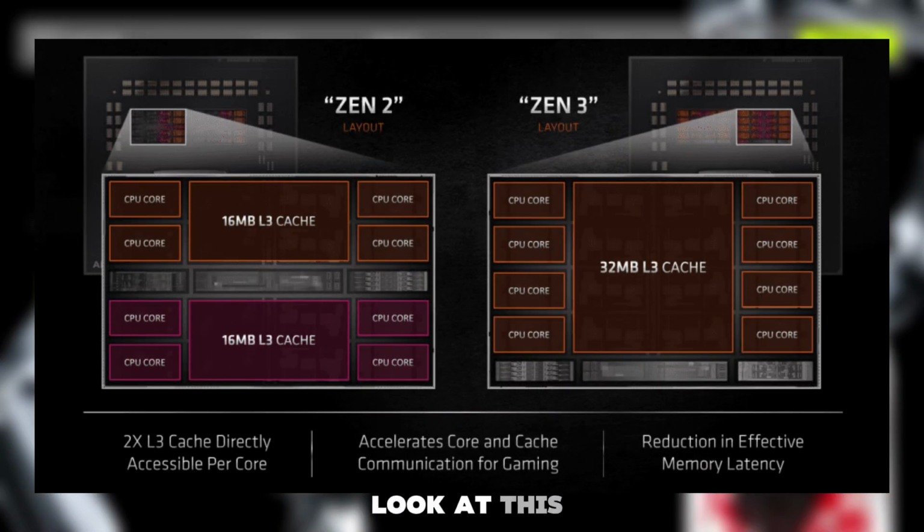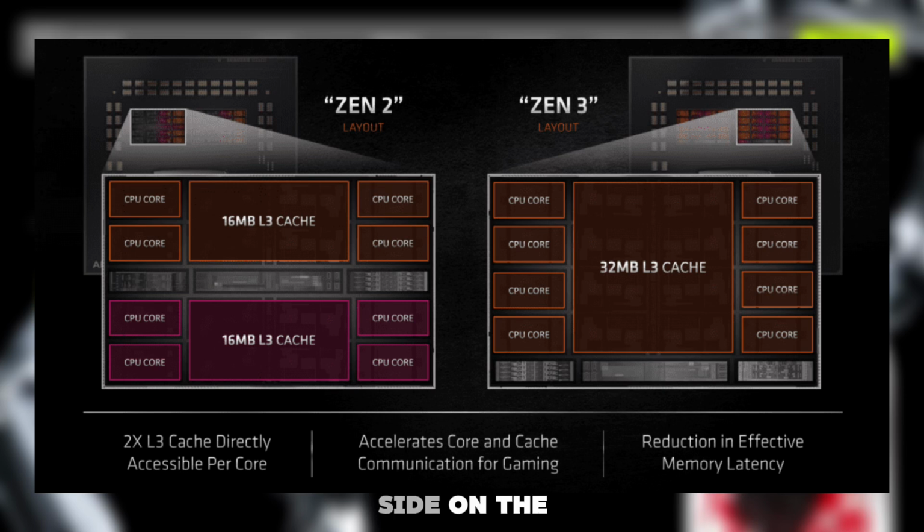Wait a minute, look at this diagram. On the left is the older Zen 2 design. You can see a clear line splitting the 8 cores into 2 separate groups. Each group only had access to 16 MB of cache. If core 0 wanted to talk to core 7, it was like making a long distance phone call. It was slow and caused latency.